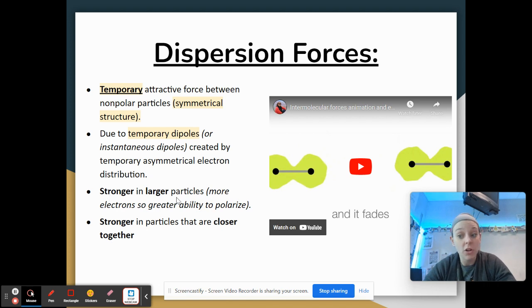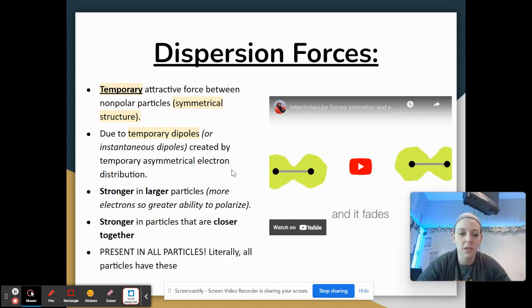So they're stronger in larger particles, which is what we saw in the last slide. So with that hydrocarbon data, the bigger my particle, the more London dispersion forces I have. And also the stronger they are if we put them close together. So if we put those molecules close together, they're going to have a stronger London dispersion force. The farther apart they get, the weaker that force. This force is in every particle that exists in the universe.